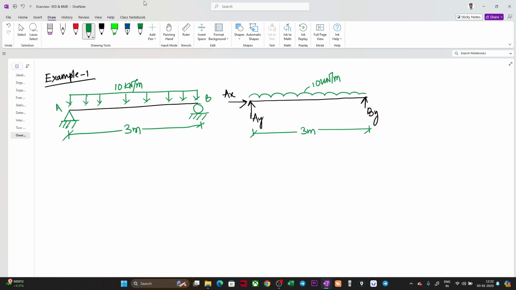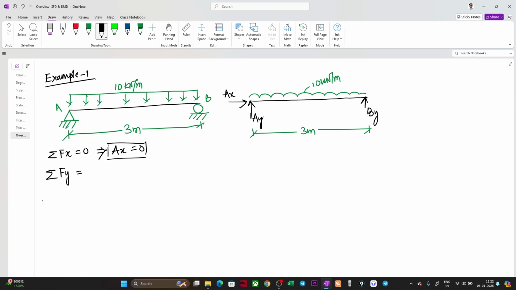Now from the equilibrium equations, as we have done earlier, summation of Fx equal to 0 implies that Ax equal to 0, which is always true, right? Because there is no axial force applied. The beam is only taking the force which is applied transverse to its longitudinal axis, which we have already discussed.